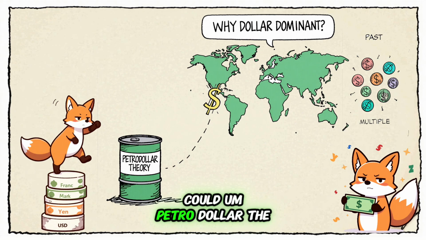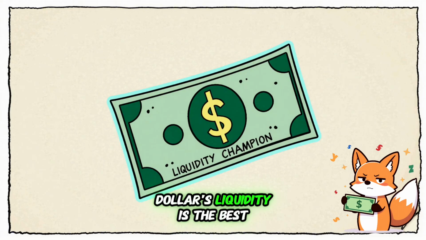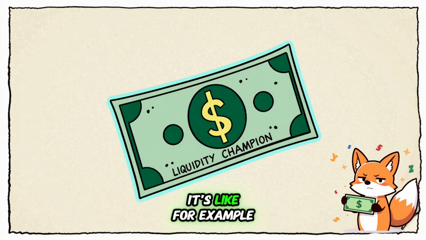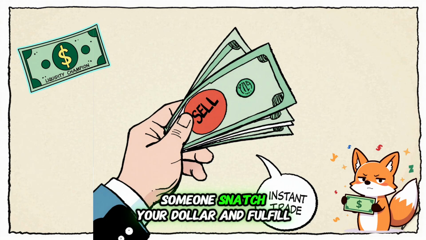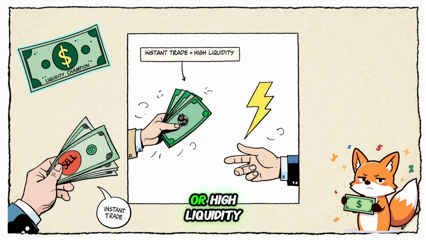Could the petrodollar be the main reason, as explained in my last video? Well, the answer is that the dollar's liquidity is the best among all currencies. For example, you're holding a dollar up and you say "I'm gonna sell my dollar," and then a split second after, someone snatches your dollar and fulfills your trade. This is what they call sufficient or high liquidity.